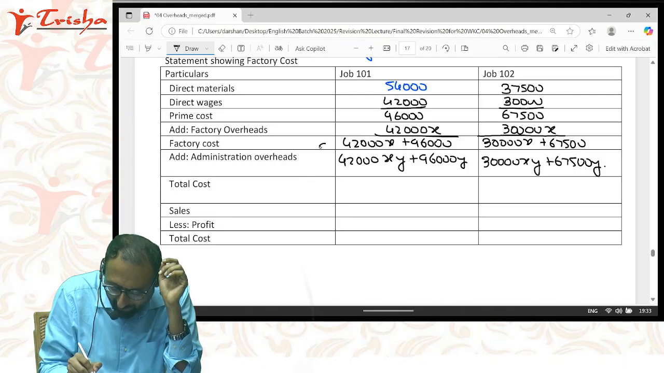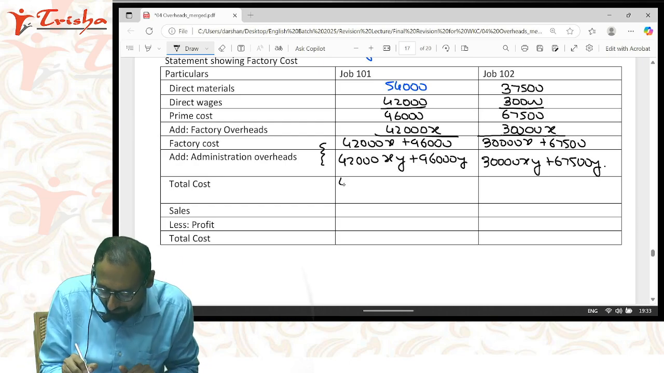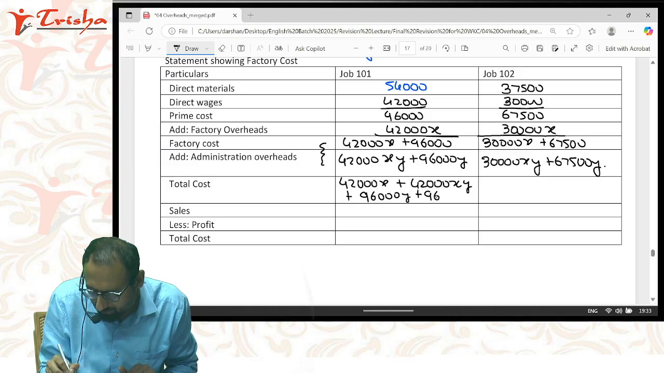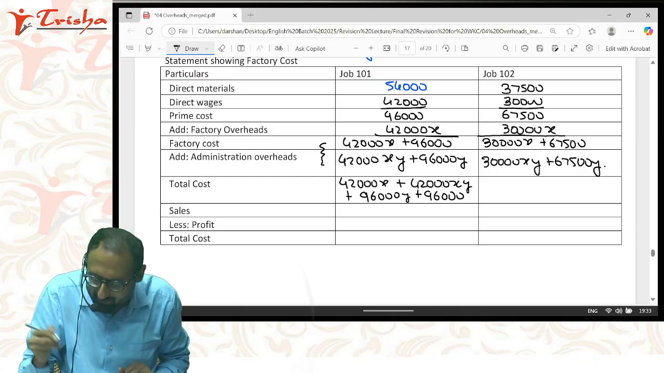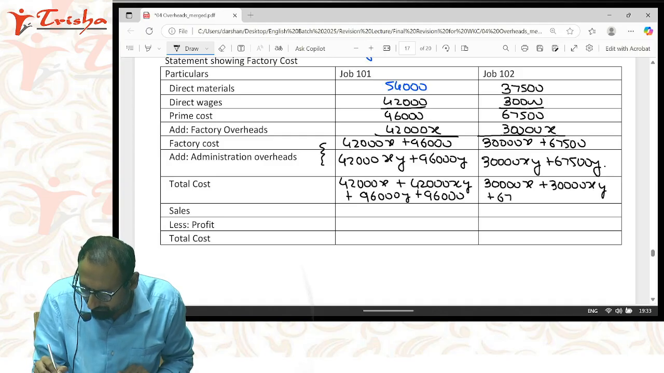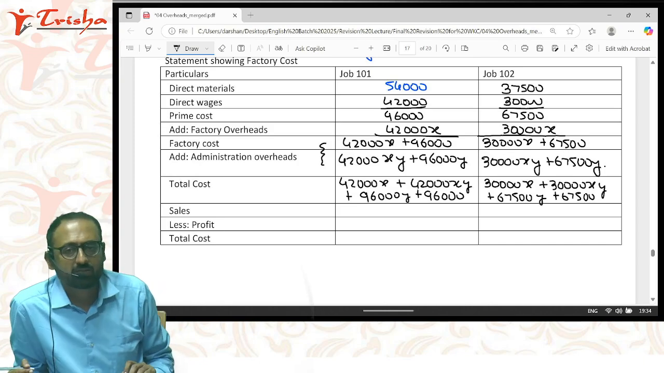Now, how much will be the total cost? Sarji, in the total cost, you'll have to add these two figures. Factory cost plus administration overhead is equal to total cost. So, I'll write 42,000 X plus 42,000 XY plus 96,000 Y plus 96,000. I have used the format X, XY, Y, normal equation format. Then in the second equation, I'll write 30,000 X plus 30,000 XY plus 67,500 Y plus 67,500. Barobar hai, guys?